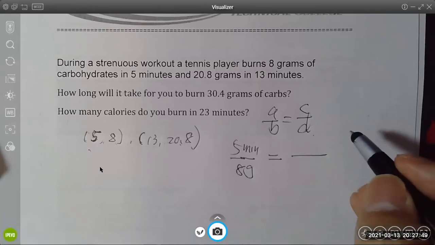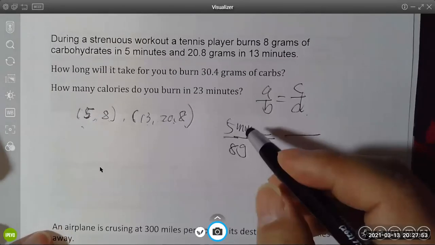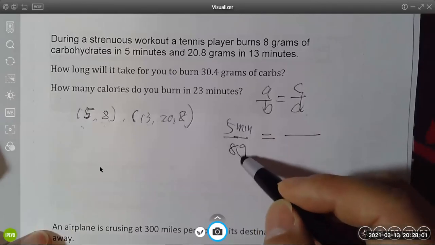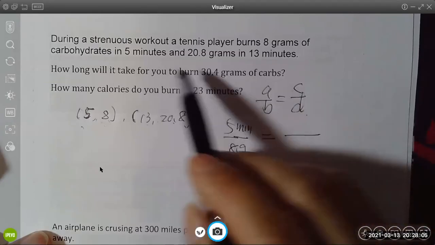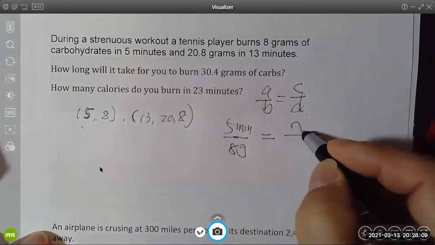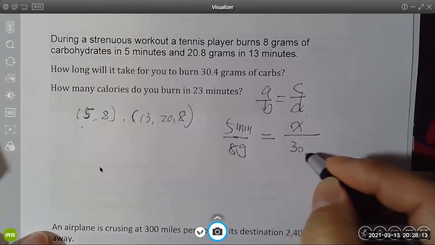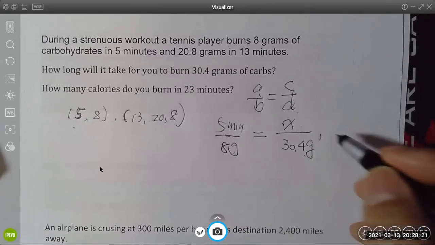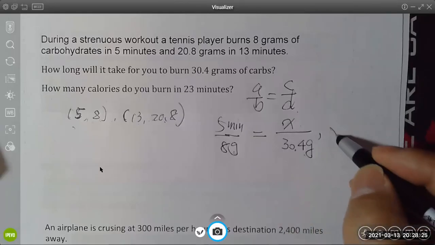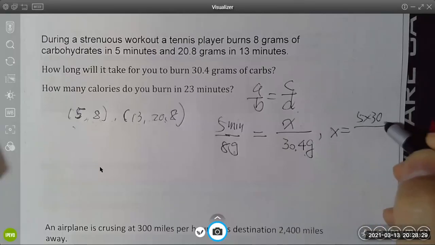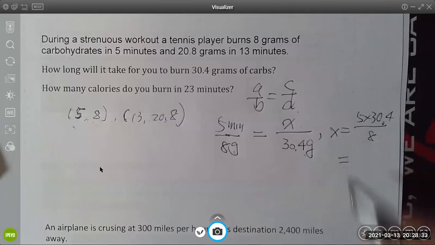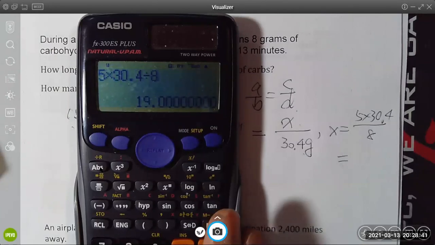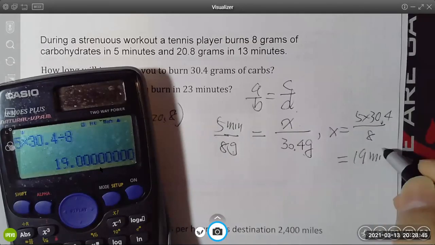Now, the way we set up proportion is very simple. All you need is to make sure the quantities with the same unit are on the same side. For example, I put minutes on the top side and grams on the bottom side, and on the other side, I do the same thing to answer the question. Since we need the time, it is on the top, that's our x. And the bottom is grams, 30.4 grams. See, same unit on the same side, both grams on the bottom, both time on the top. That's how a proportion works, okay? Now, all we need to solve this: x equals cross multiplication, 5 times 30.4 divided by 8. Let's do that. 5 times 30.4 divided by 8, 19 minutes. Yeah, 19 minutes.